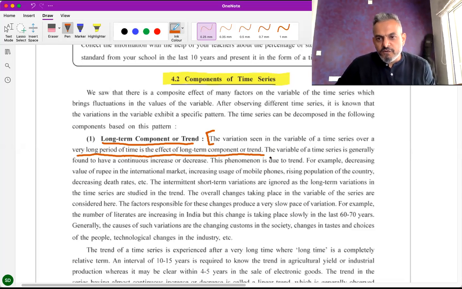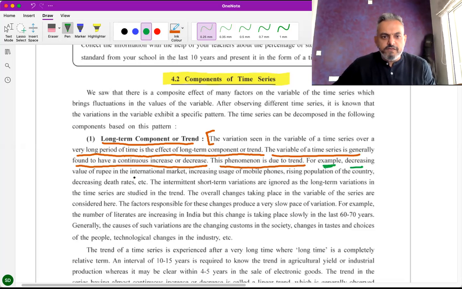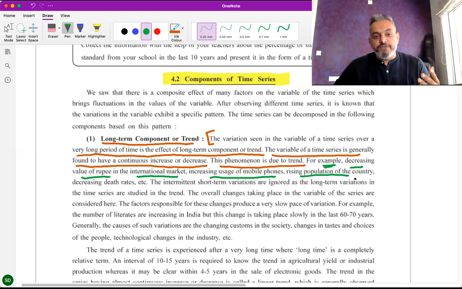If this question comes, you have to write a short note. You have to write all these things which I'm making you underline. The variable of a time series is generally found to have a continuous increase or decrease. This phenomenon is due to trend. Examples: the decreasing value of the rupee in the international market, although it has stabilized in the last few years, increasing use of mobile phones, and the rising population of the country.